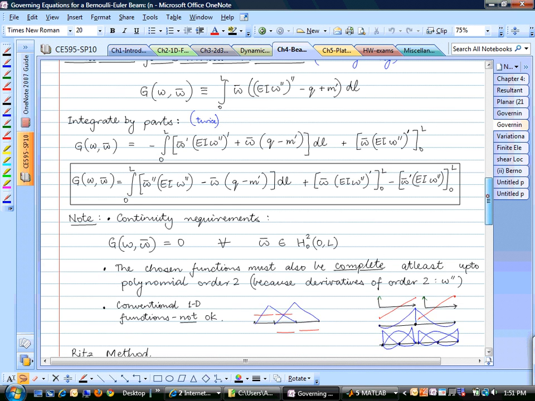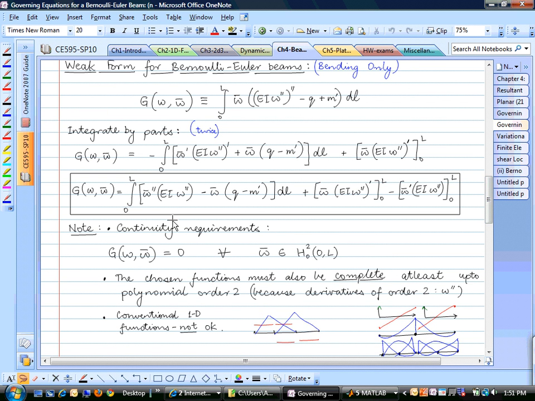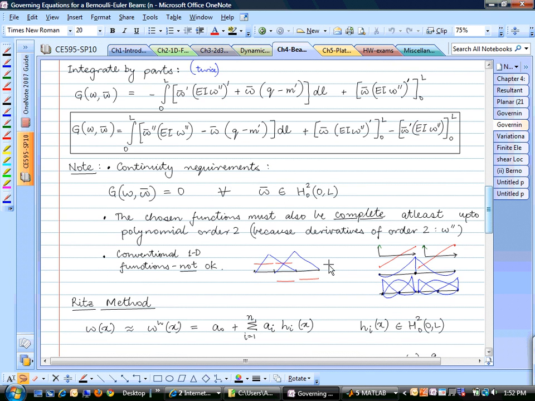And I told you that one of the important differences between the Bernoulli-Euler and the Timoshenko beam is that when you are writing out the weak form for the Bernoulli-Euler beam, you have these double derivatives, which means that the space of functions that we choose for W in Bernoulli-Euler beams has to satisfy H2, meaning that if you take any function for approximating W and you take the second derivative of that, that has to be square integrable. So these functions, they are not square integrable.